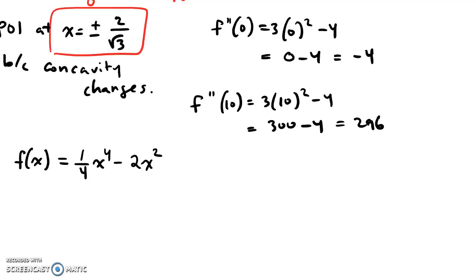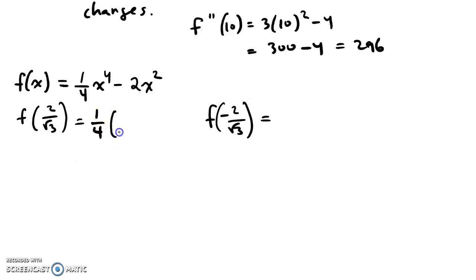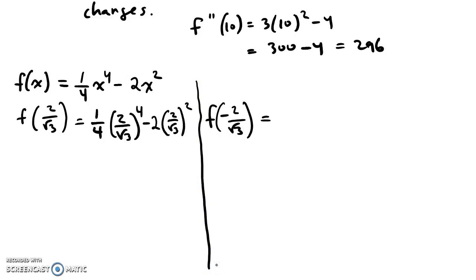And I need to substitute the x values, the POIs. So f of 2 over square root of 3 equals. And you're also going to substitute the negative: f of negative 2 over square root of 3. You're going to substitute it into the original equation to get the y value. So 1/4 times (2 over square root of 3) to the 4th power minus 2 times (2 over square root of 3) squared. When you do the math, it'll give us the answer.